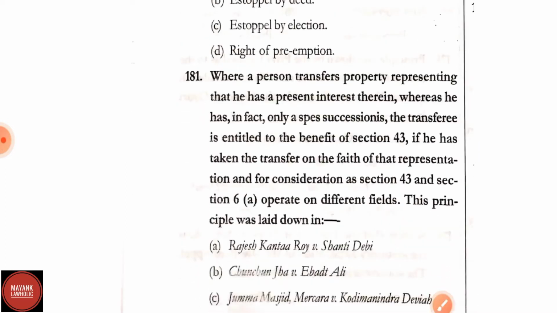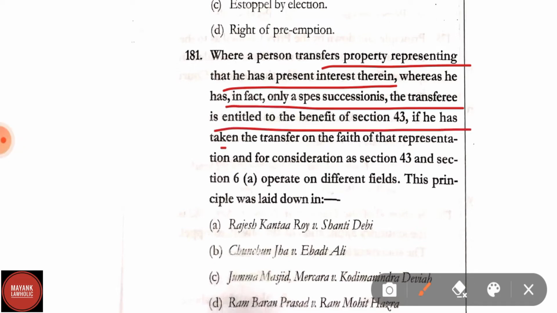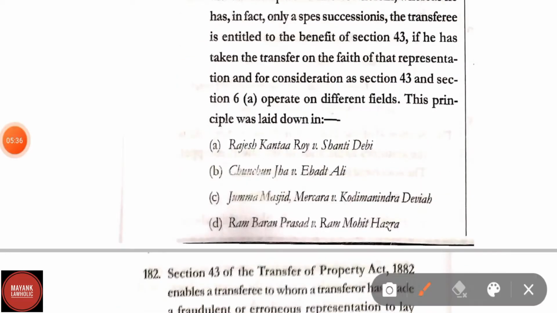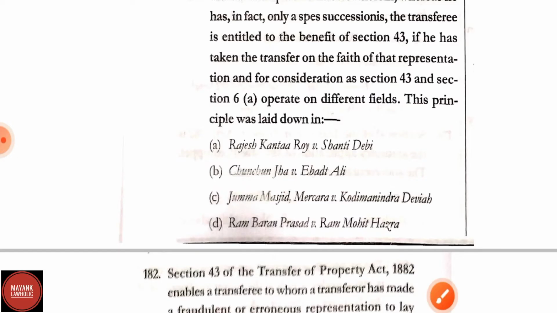Question number 181. Where a person transfers property representing that he has a present interest therein, whereas he has in fact only a spes successionis, the transferee is entitled to the benefit of Section 43 if he has taken the transfer on the faith of that representation and for consideration, as Section 43 and Section 6 clause (a) operate on different fields. The principle was laid down in Rajesh Kanta Roy versus Shanti Devi, Chunman Jha versus Ibadat Ali, Jumma Masjid Markara versus Kodi Mandindra Devaiya, Ram Baran Prasad versus Ram Rohit Hazara. Here the correct answer is option C, Jumma Masjid Markara versus Kodi Mandindra Devaiya.